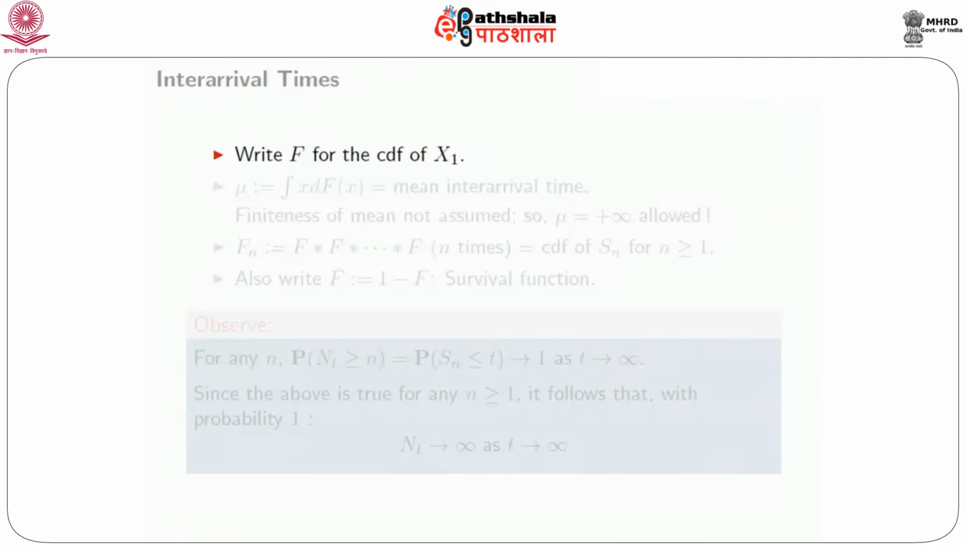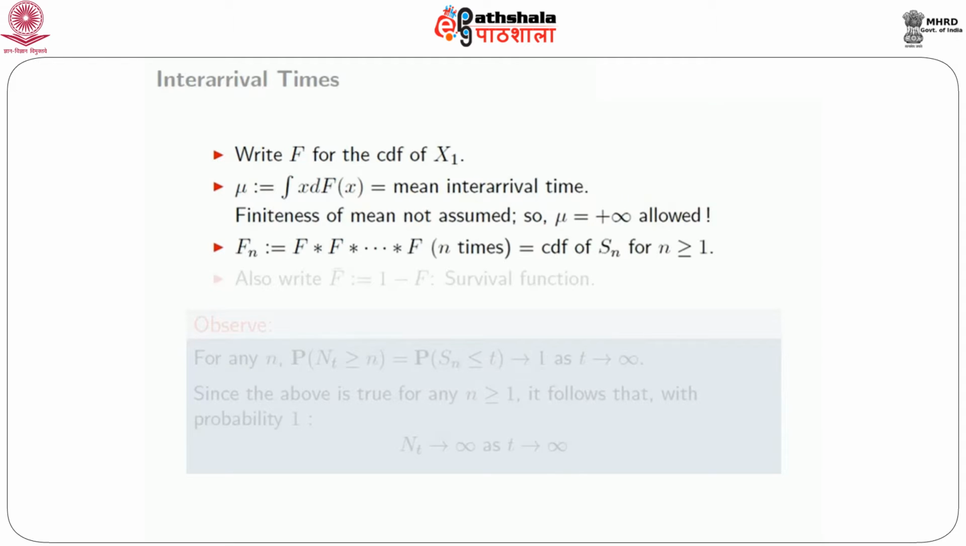Okay, some notations. Let F denote the common cumulative distribution function of the interarrival times, so the CDF of x1 is good enough. And let mu denote the mean or expectation of this distribution F. So you can think of it as the mean arrival time. A word of caution here: we are not assuming that this mean is finite at this point. So mu could be infinite, that's allowed.